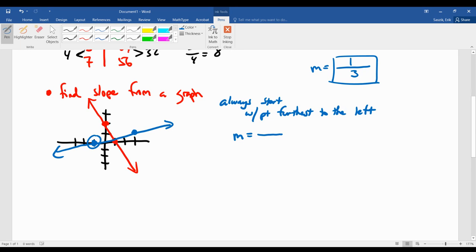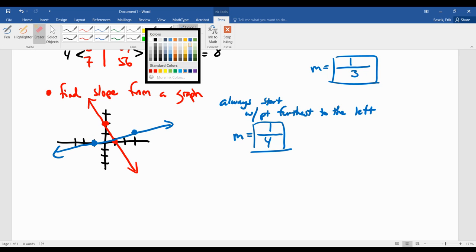Now, remember the top number is the rise. That's how far up or down you go. To get from here to here, you have to go up 1. So my upper number is 1 because my rise was 1. And then I went over 1, 2, 3, 4. So my slope is 1/4. That's all there is to it.